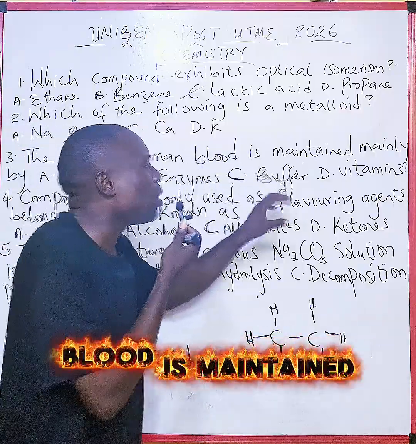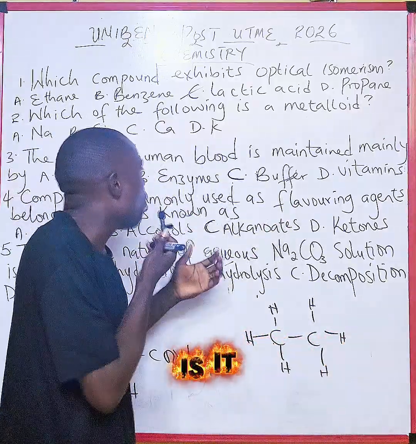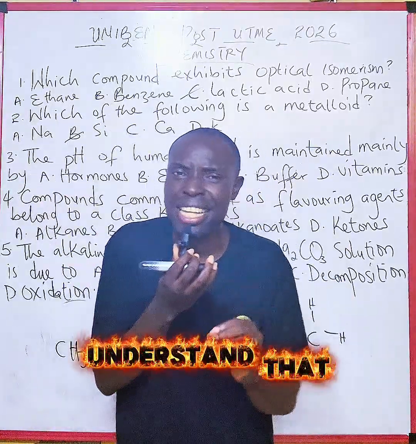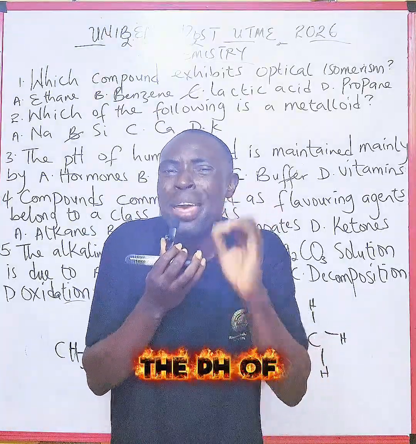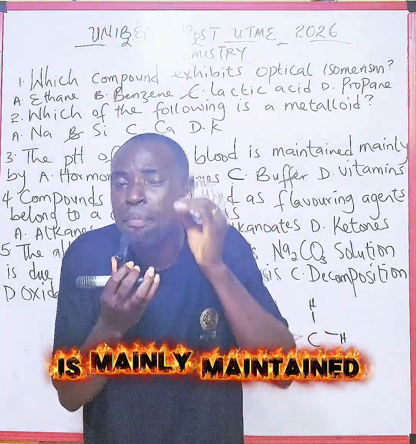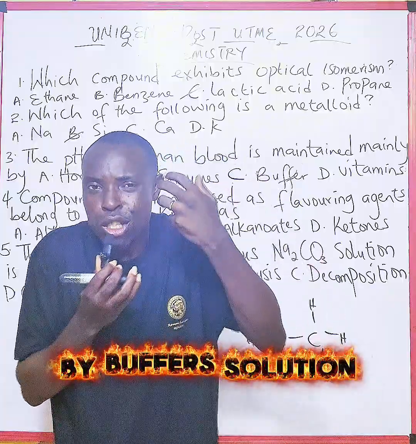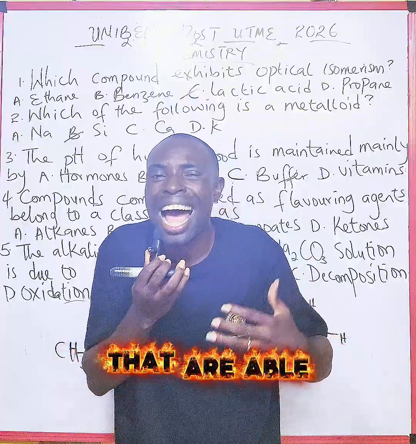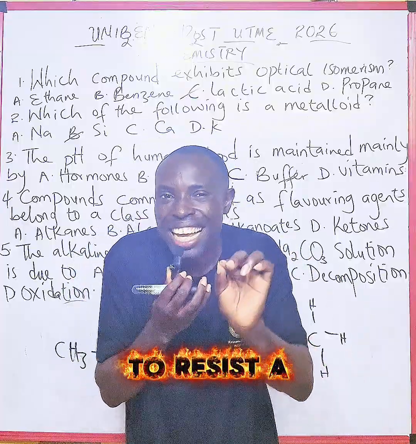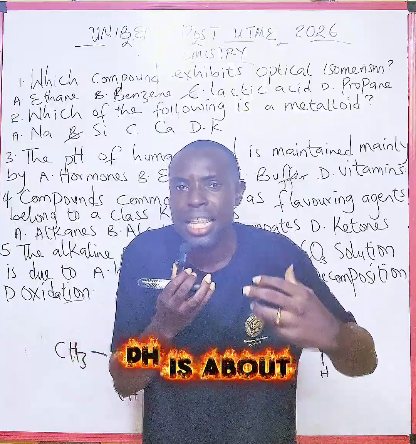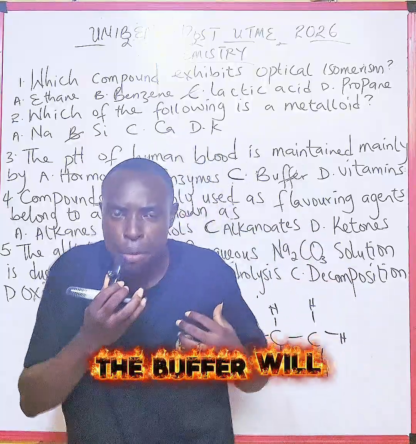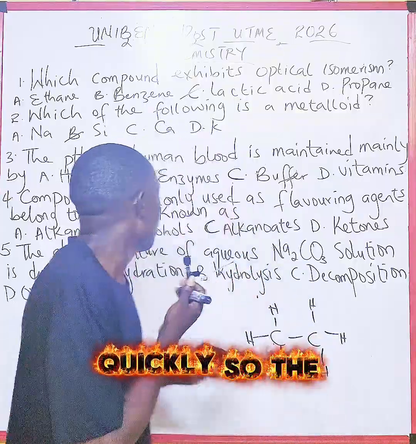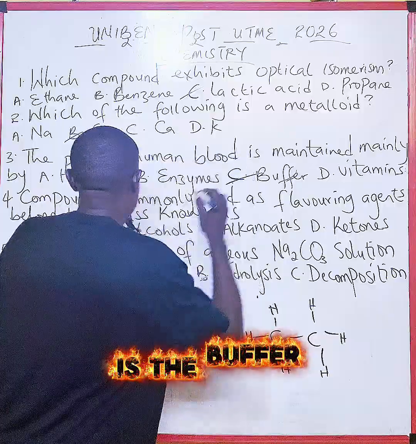We move quickly to number 3. The pH of human blood is maintained mainly by what? Is it hormones, enzymes, buffer, or vitamins? Simple. We should understand that the pH of human blood is mainly maintained by a buffer solution. You may ask, what are buffer solutions? They are solutions that are able to resist slight changes in pH, meaning when the pH is about to get high or low, the buffer will help to stabilize or maintain the pH level. So the correct answer here is the buffer solution.